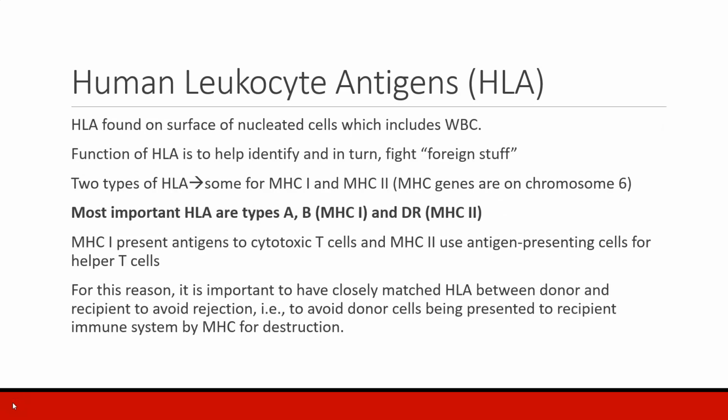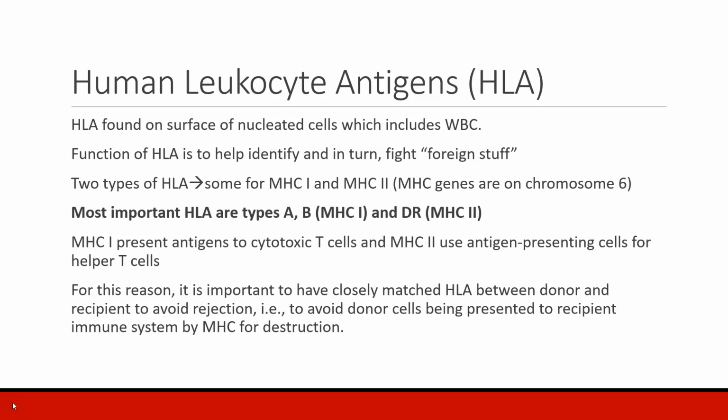HLA antigens are found on the surface of nucleated cells, which includes white blood cells. The function of HLA is to help identify and in turn fight foreign stuff. So they're part of your immune system. There's two types of HLA, MHC1 and MHC2. MHC genes are on chromosome 6. The most important HLA antigens are types A, B on the MHC1, and DR on the MHC2.